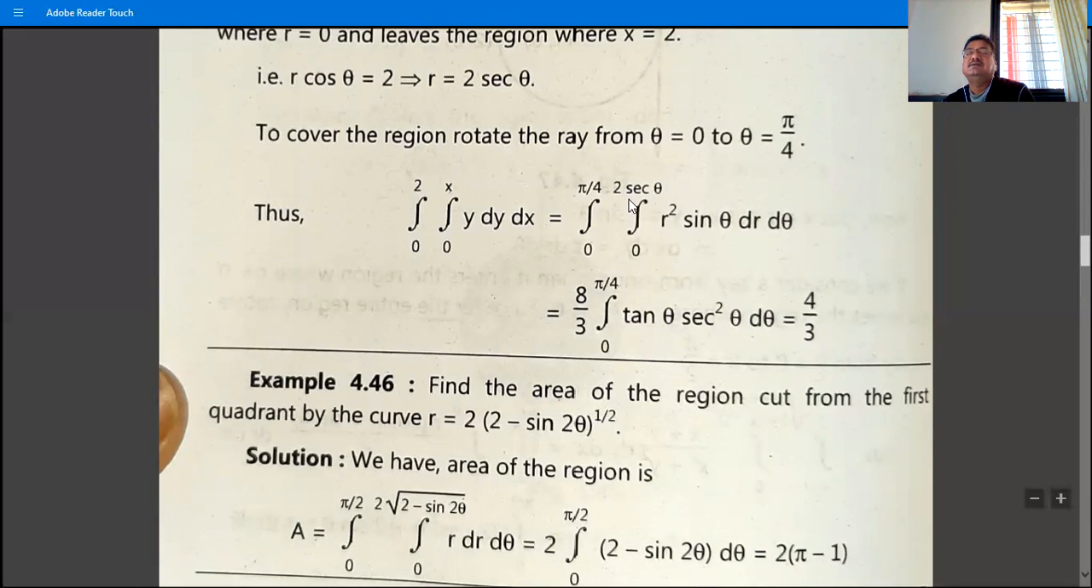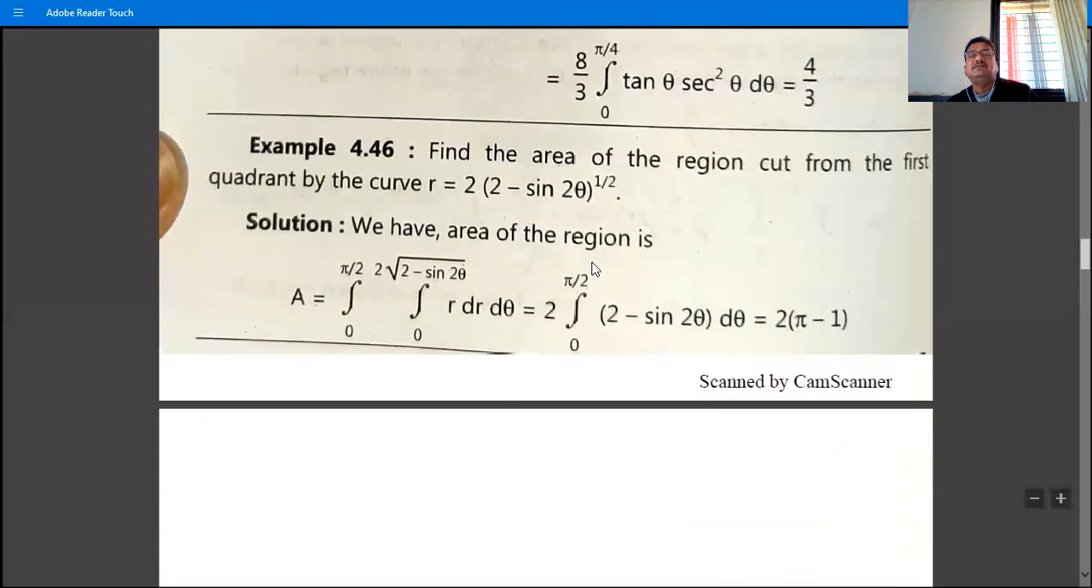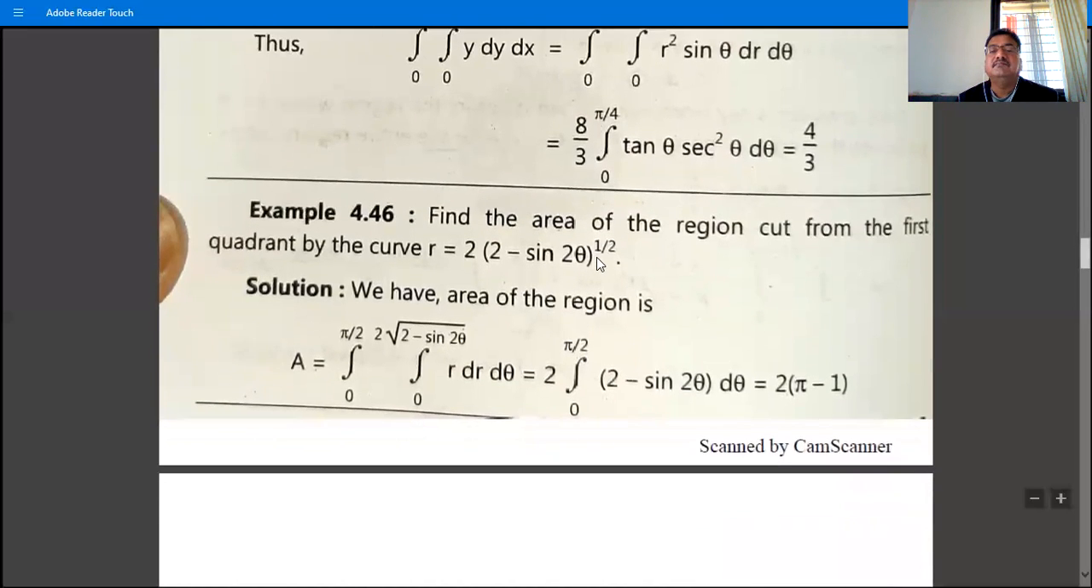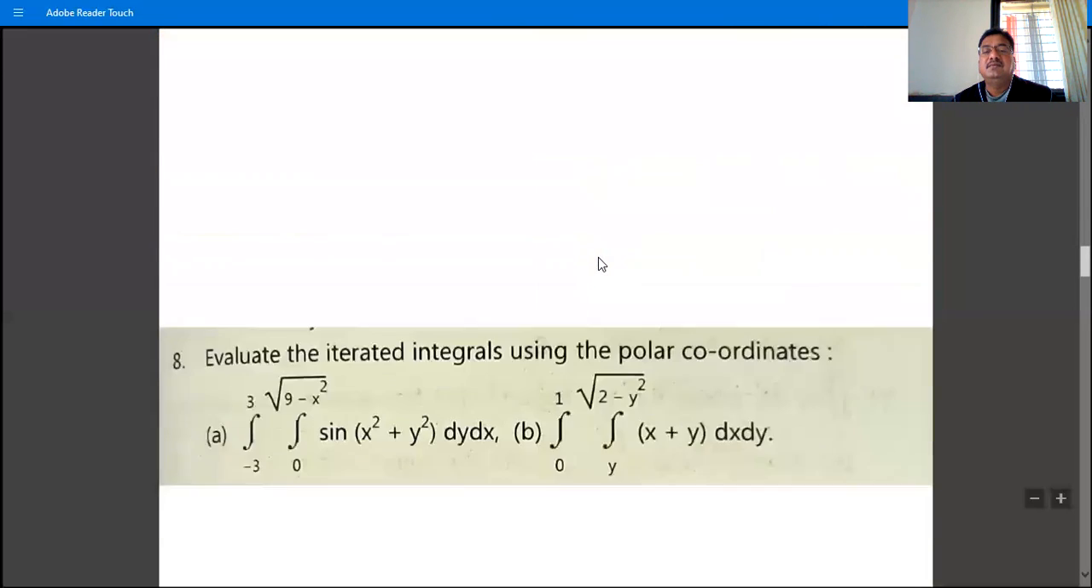8 sec cube theta tan theta is sec theta tan theta into sec square theta. Substitute sec theta as t, so sec theta tan theta d theta is dt, and then its integration is t square by 2. Then the value at the upper limit minus the value at the lower limit gives us the answer.